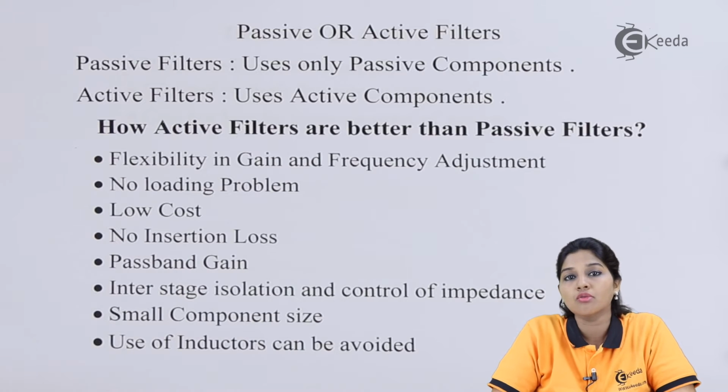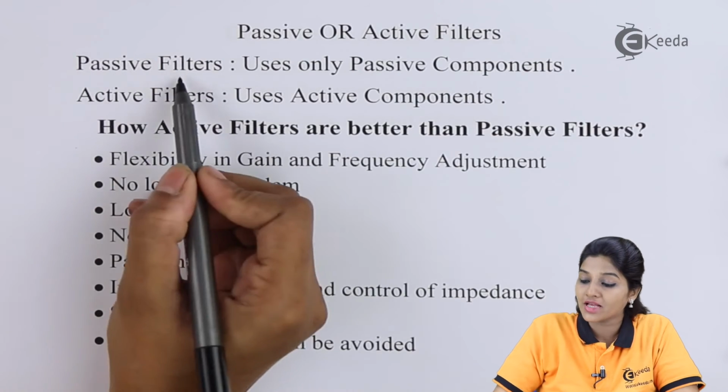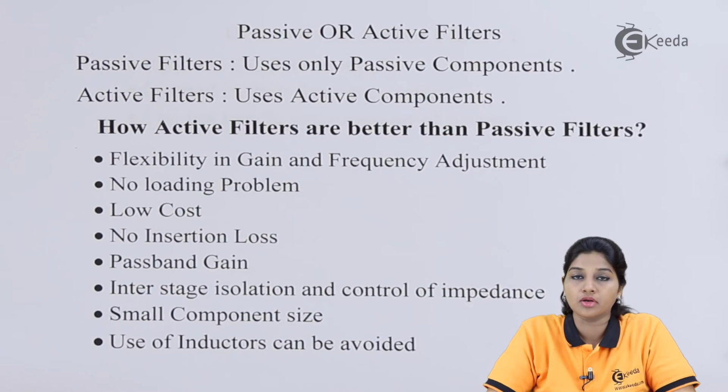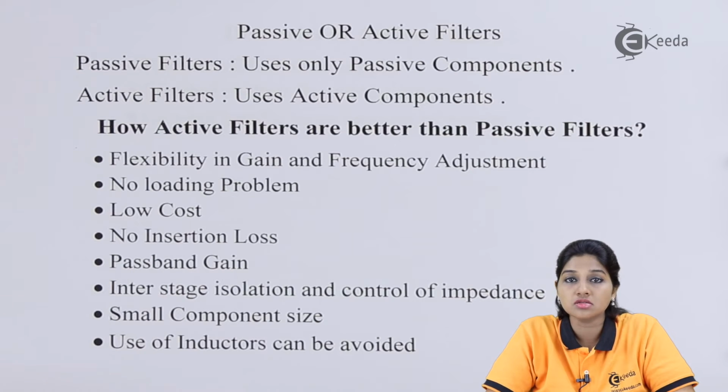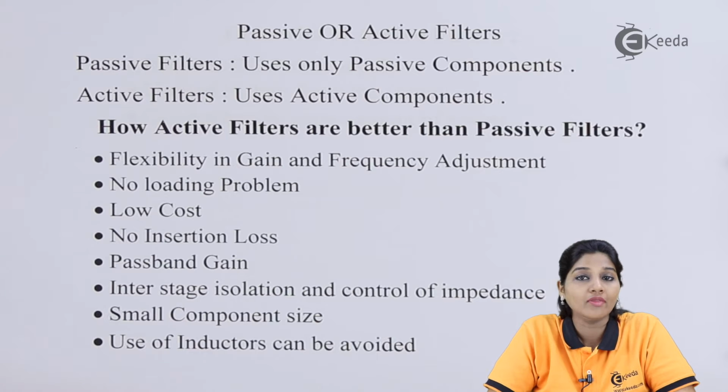So let's understand what we mean by passive filters. A passive filter uses only passive components, that means resistor, capacitor and inductor. These components are called passive components, so a filter made up of these components is called a passive filter. Passive filters do not use any active component, that means they do not use transistor, MOSFET or op-amp. They use only resistor, inductor and capacitor. Because of this, the frequency response of a passive filter is not sharp and they have a low frequency of operation.